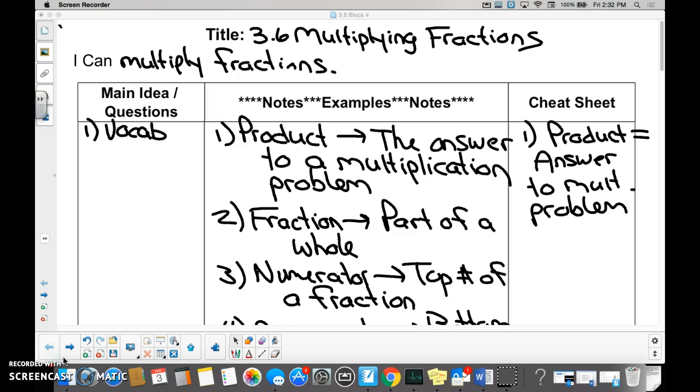Question from Thank You Manal. Question for our class. What is easier? Wait until I'm done asking the question. What is easier? Multiplying fractions or adding fractions? On the count of 3. 1, 2, 3. Multiplying fractions.